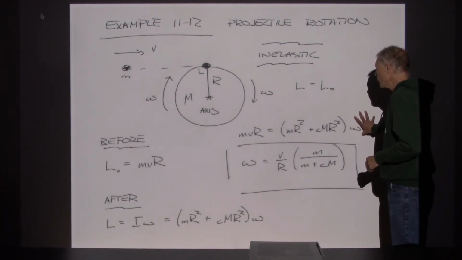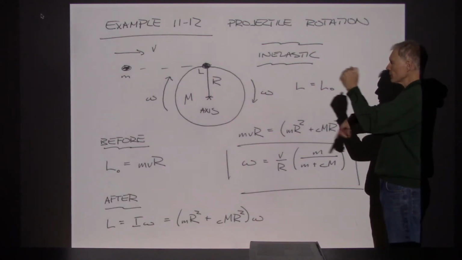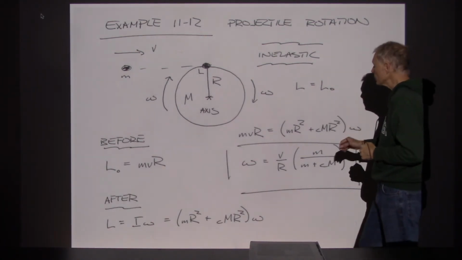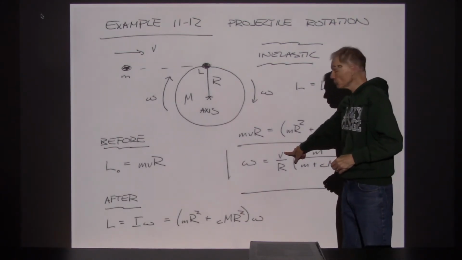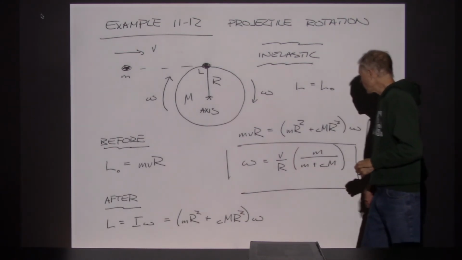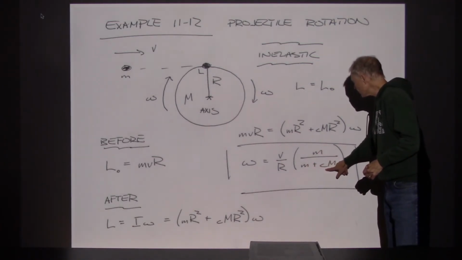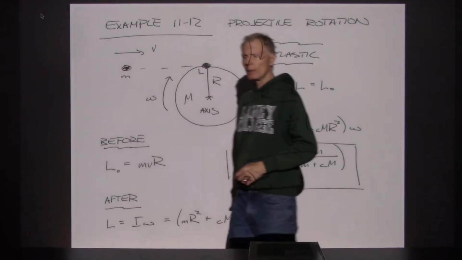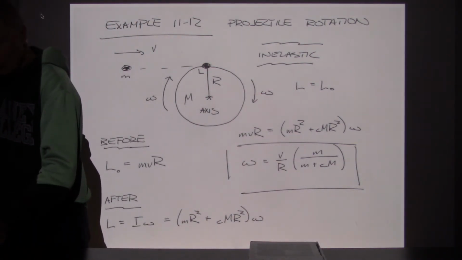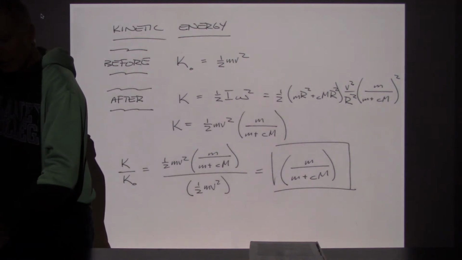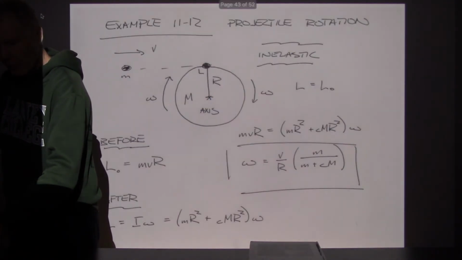Solving this for omega, the speed at which this cylinder, or sphere or whatever, will rotate is given by the speed of the projectile divided by r, times the mass of the projectile divided by m plus the shape factor times the mass of the object. If we were given numbers for that, we could calculate, but they didn't, so what we're left with is a formula.